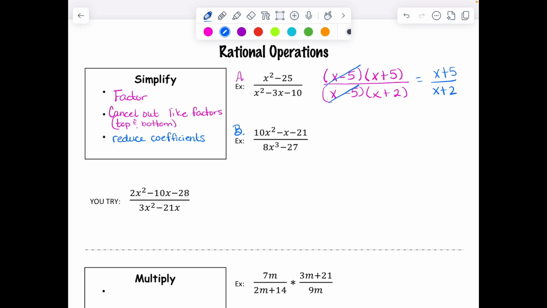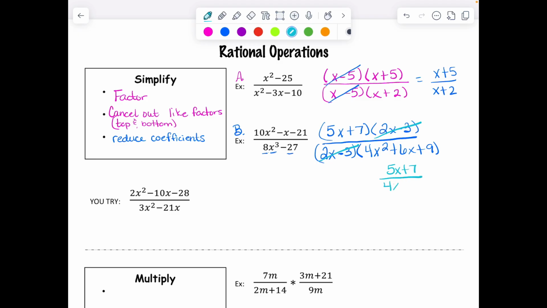first we're going to factor, and factor in any way you want, guess and check, or by grouping, depending on what it is. Remember your special things. This here is a perfect cube, a difference of perfect cubes. So remember how to do that process. All right. So we factor, and now we're going to reduce or cancel out like factors on the top and bottom. So we have 2x minus 3 and 2x minus 3. So what we have left is the 5x plus 7 all over 4x squared plus 6x plus 9.